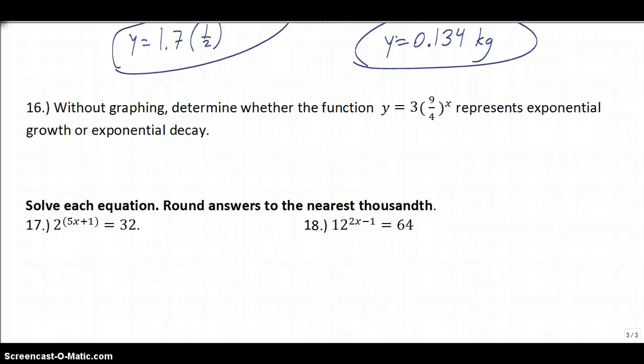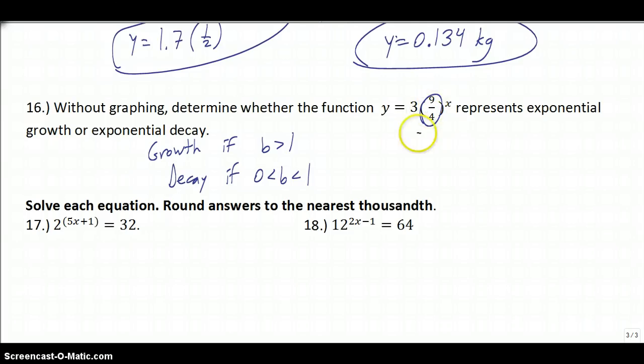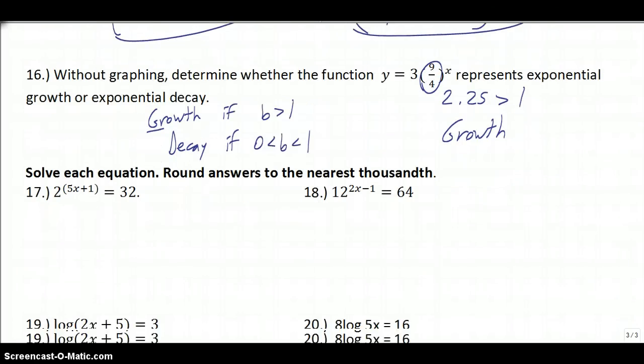Okay, without graphing, determine whether the function represents exponential growth or decay. Well, remember, growth is if b is greater than 1. That b value right there, if it's bigger than 1. Decay is if it's between 0 and 1. Well, obviously 9 over 4 is 2.25, which is bigger than 1, so it'll be growth, okay? It's really easy to remember. If it's greater than 1, it'll be growth. And if not, it's decay. Okay? That's all I wanted.